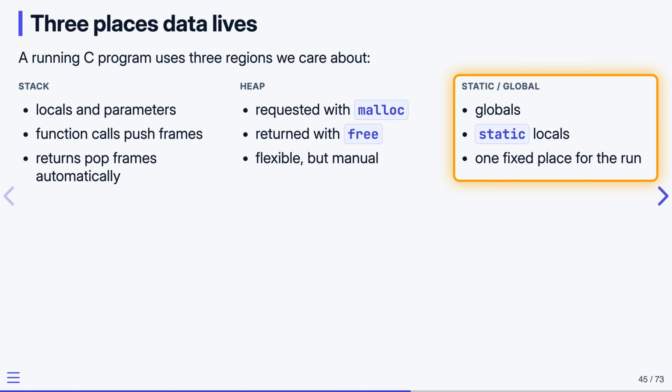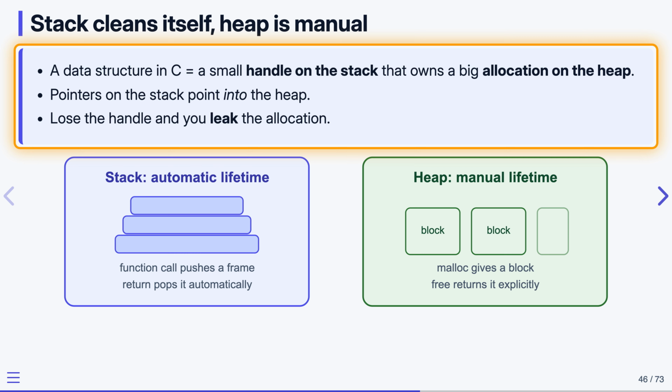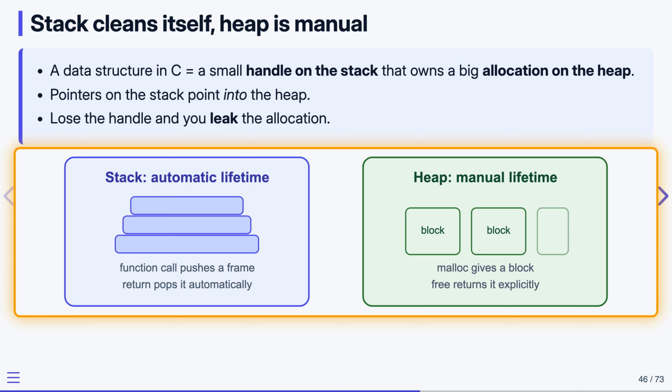Next slide. The shape almost every data structure follows. Most data structures in C follow one shape. A small handle sits on the stack and owns a big block on the heap. The pointer on the stack points into the heap. Lose the handle and you leak the block. This picture sums it up. The stack cleans itself like trays that pop off a pile. The heap is manual. Malloc hands you a block, and free is how you give it back.